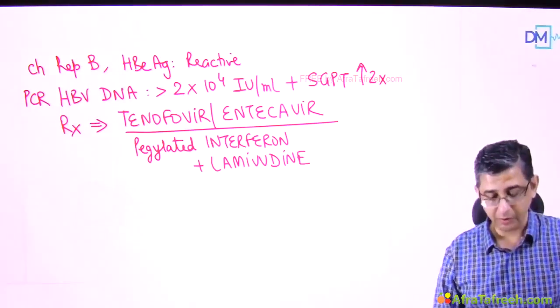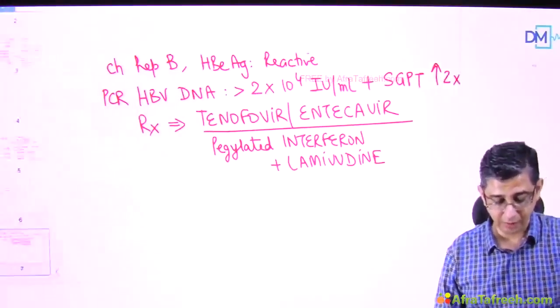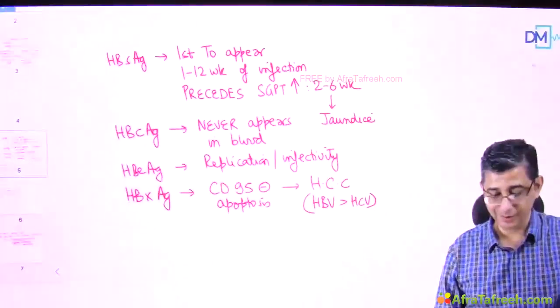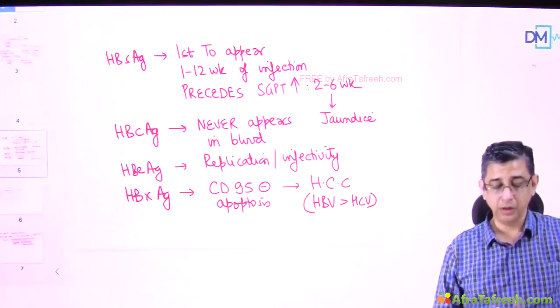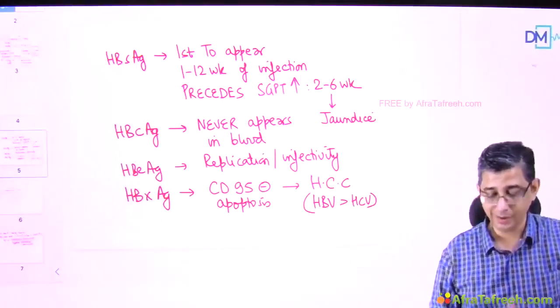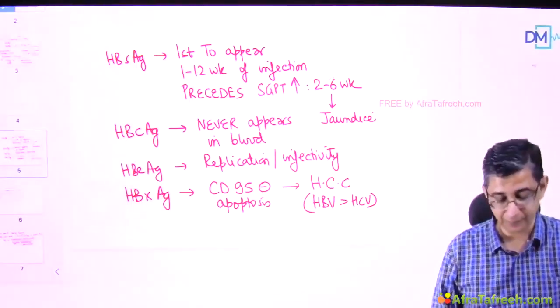So let's have a recap of the aspects that I've highlighted for this virus. One, surface antigen is the first one to appear. Core antigen would never appear. E antigen indicates replication, and X antigen is suggestive of cancer.